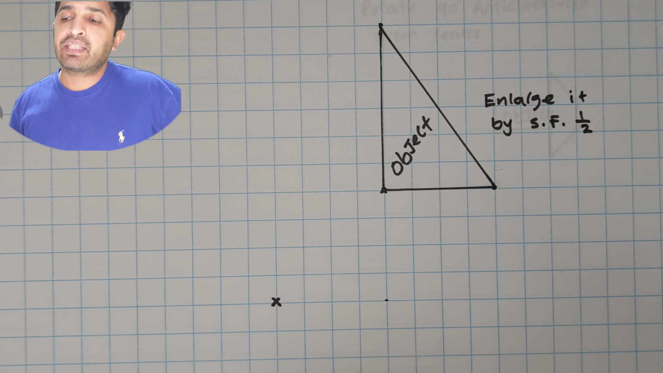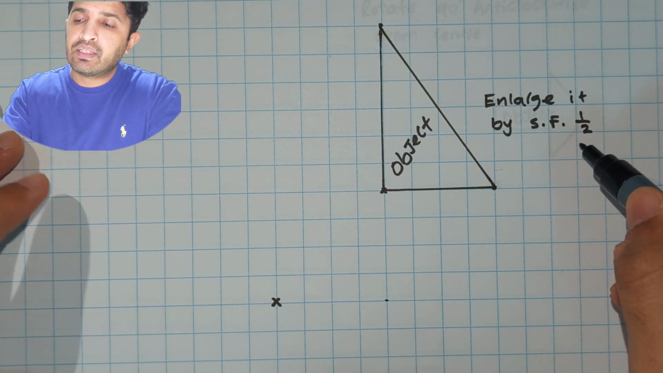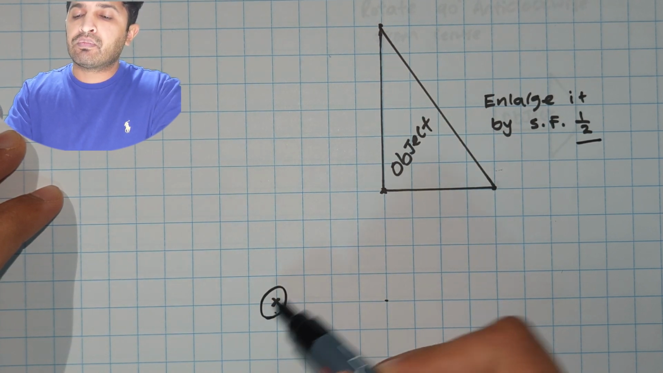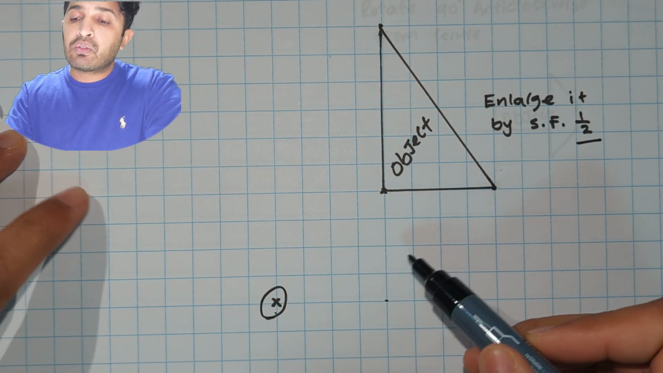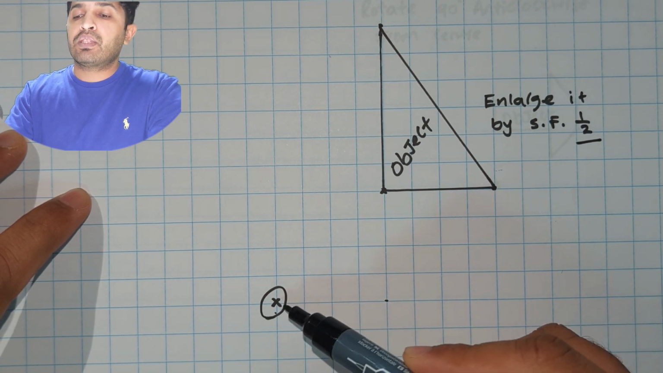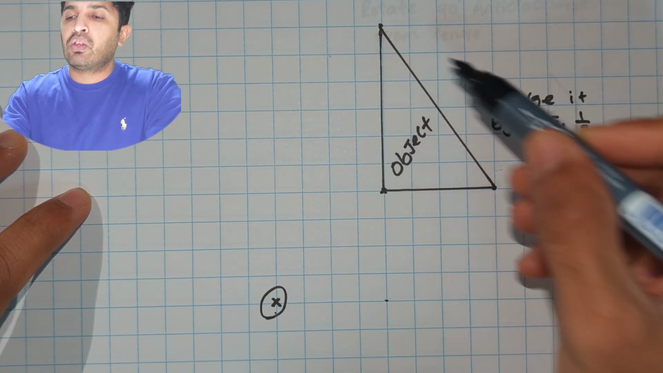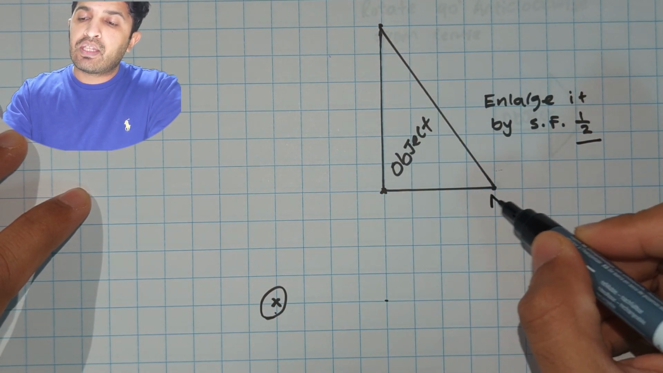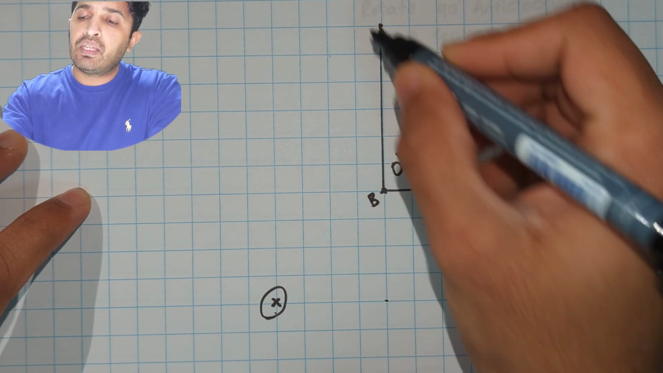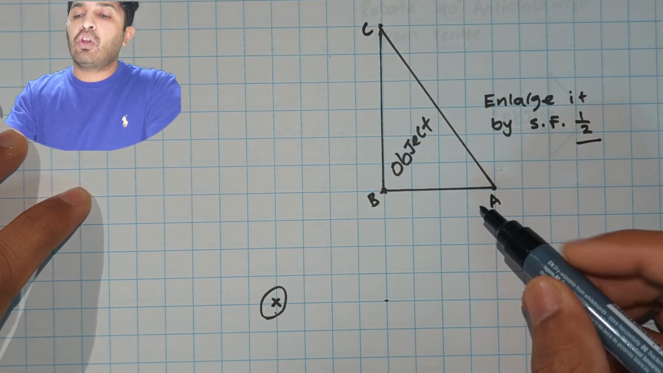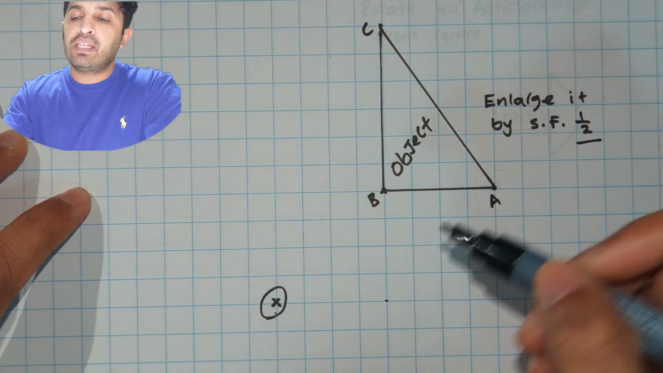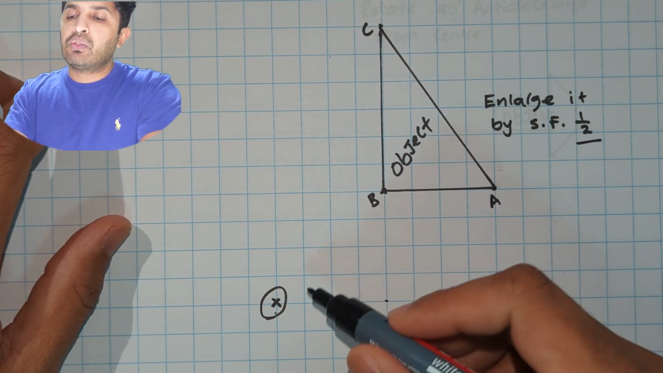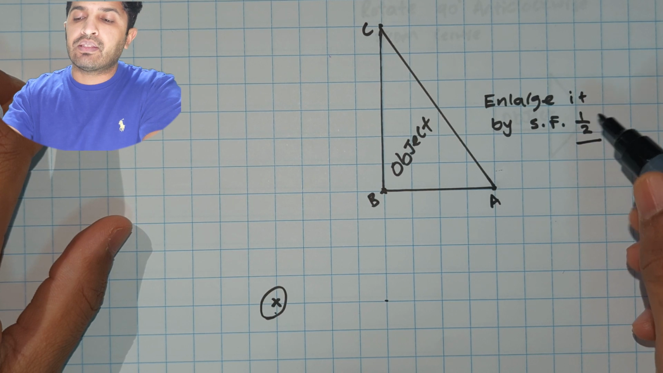Enlarge the shape by scale factor half from the center given to us here. What we're first going to do is count the squares from the center to one of the points on this object. Let's call these 3 points A, B, and C. On the object we have 3 points A, B, and C, and we need to locate A, B, and C on the image. To do that, we need to use the scale factor.